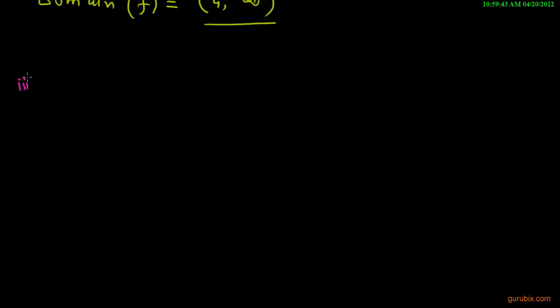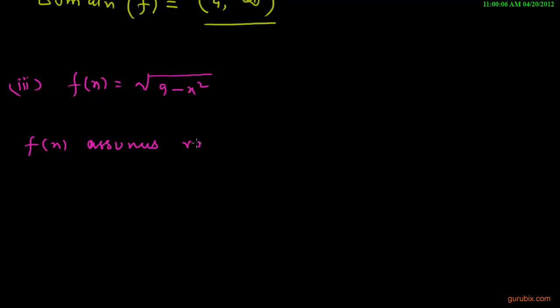and now we shall move to the next part, and that is the third part of the question. And in the third part we are given a function f(x) equals under root 9 minus x square, and this is also a square root function. So we shall write f(x) assumes real values if 9 minus x square is greater than or equal to 0.